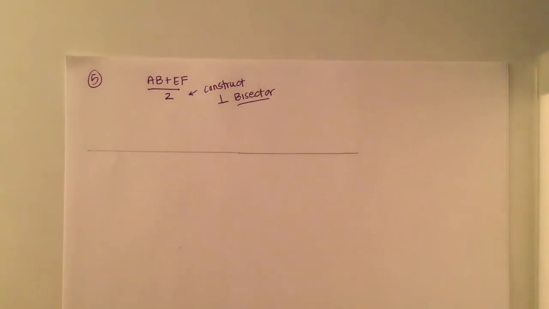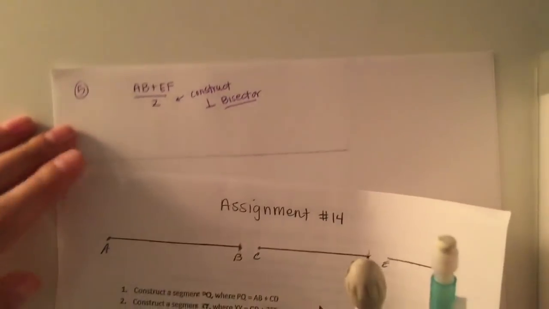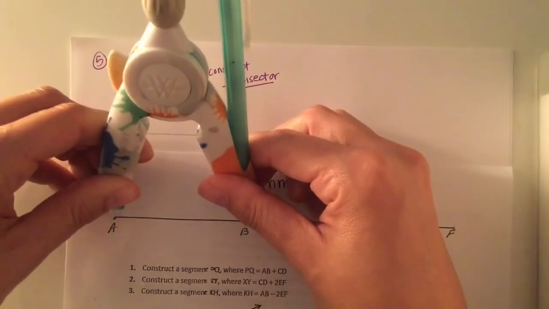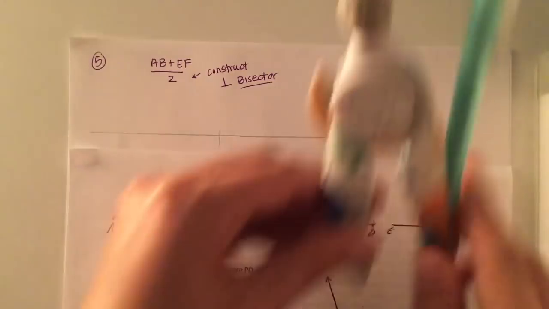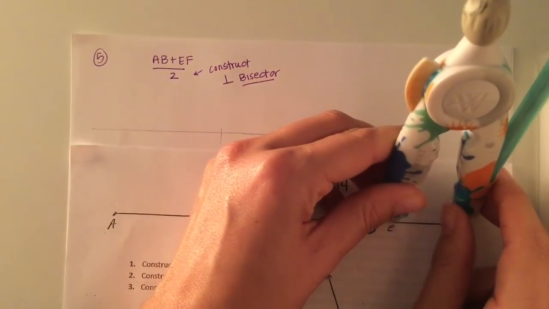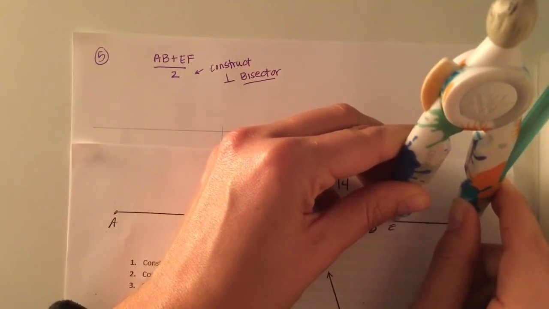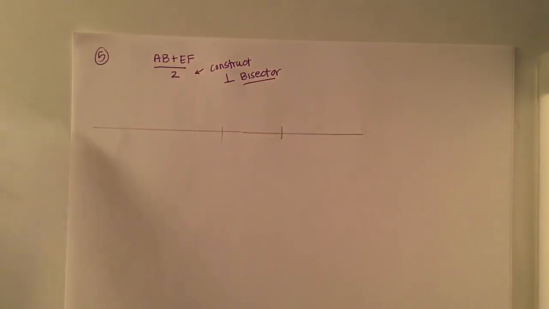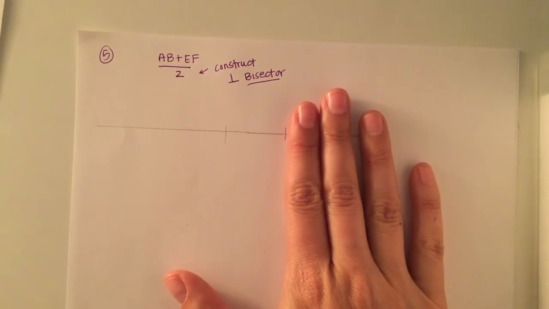Okay, and then I'm going to go back to assignment number 14, and I'm going to transfer the length of AB onto the segment and the length of EF onto the segment. Okay, so from the beginning to this point right here, we have the length of AB plus EF, but I want MN to be the average.